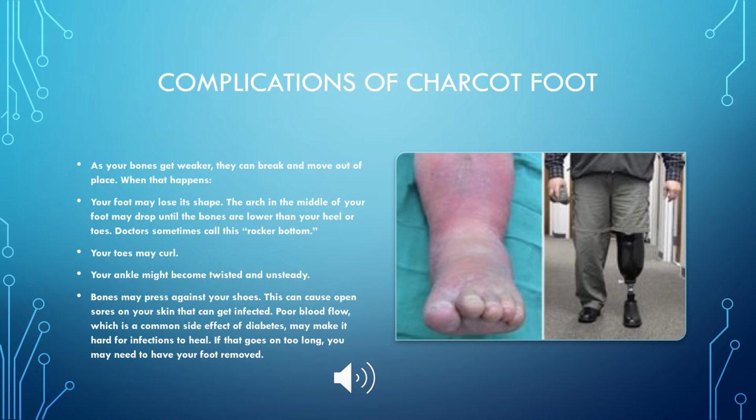Your toes may curl. Your ankle might become twisted and unsteady. Bones may press against your shoes. This can cause open sores on your skin that can get infected. Poor blood flow, which is a common side effect of diabetes, may make it hard for an infection to heal. If that goes on too long, you may need to have your foot amputated.